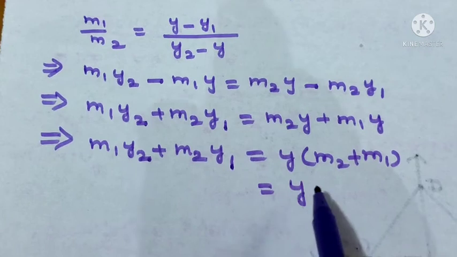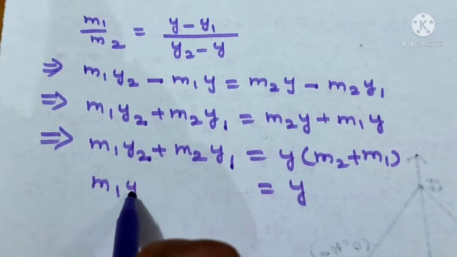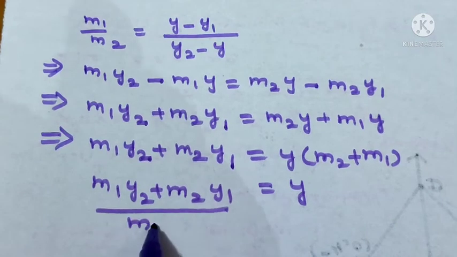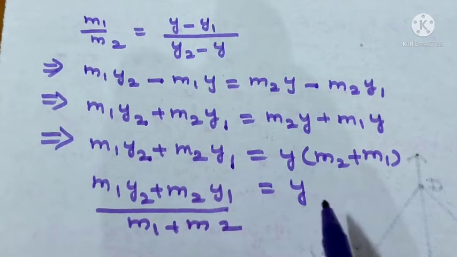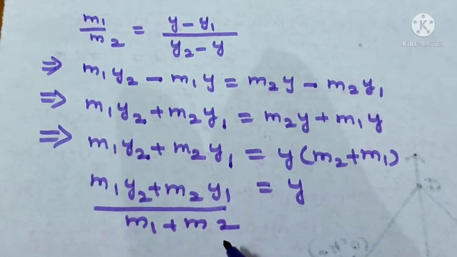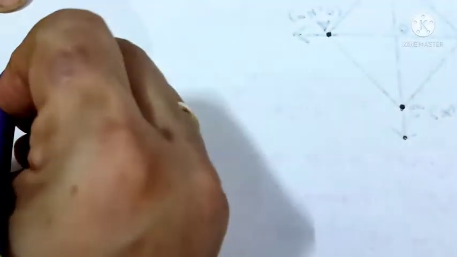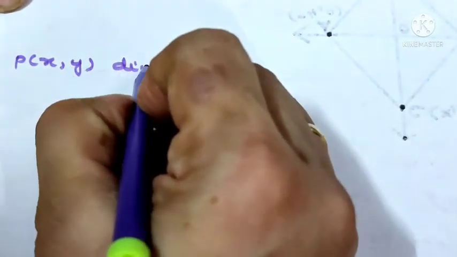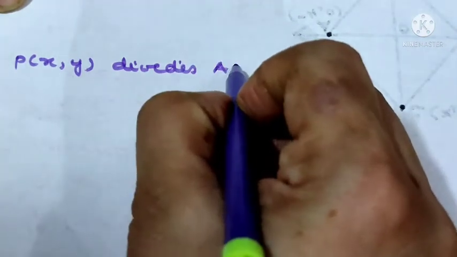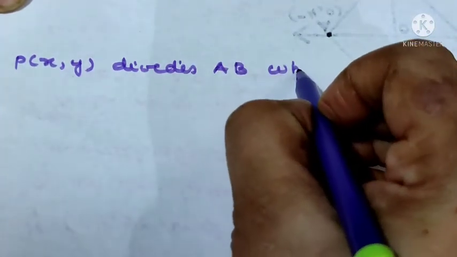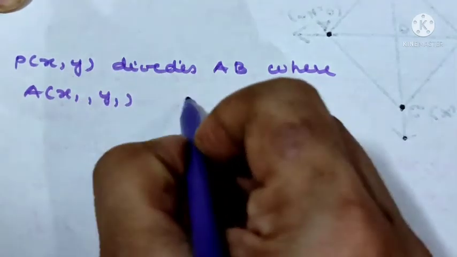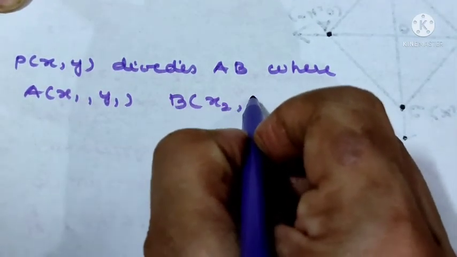So what is the value for y now? m1y2 plus m2y1 divided by m1 plus m2. Now we got the coordinate of y also. So what we learned today: P(x, y) divides AB, where A is (x1, y1) and B is (x2, y2).